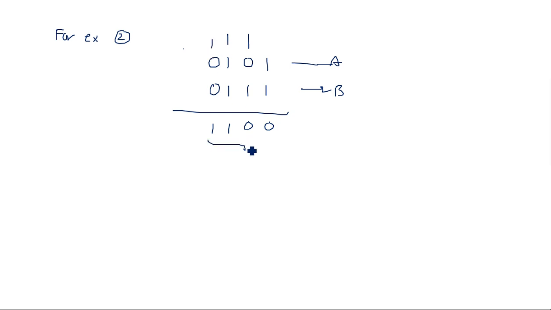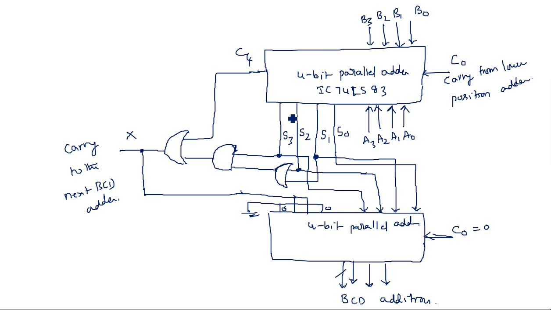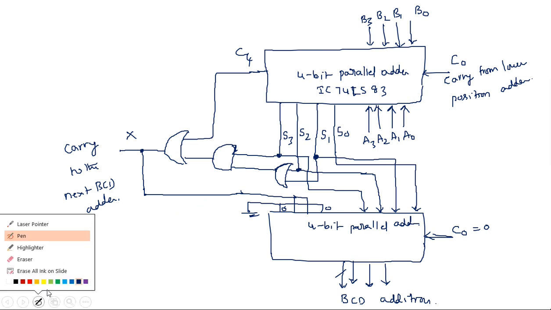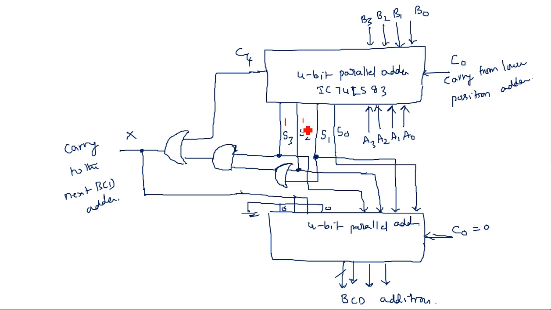Now see the result. It is the sum value. This is S0, this is S1, this is S2, and this is S3. Here the result is greater than 9. It is 12, which is greater than 9. So what we need to do? Here S3 is 1, S2 is 1, S1 is 0, and S0 is 0. We need to add 6. But how does the system know? Apply 1100 here. I am taking it with red color.